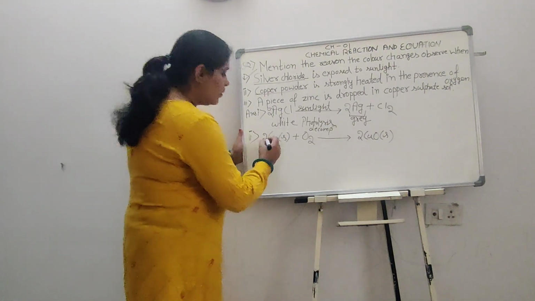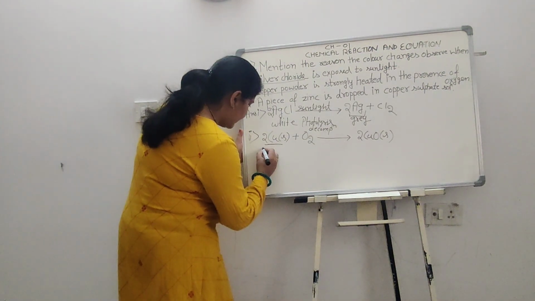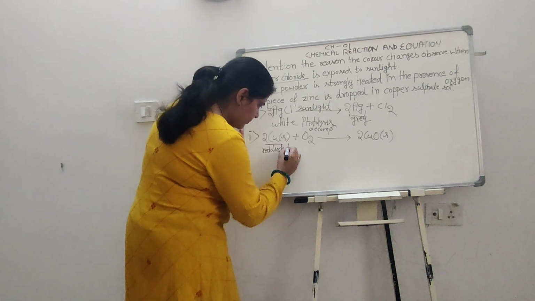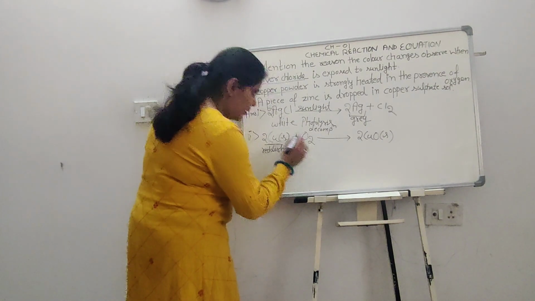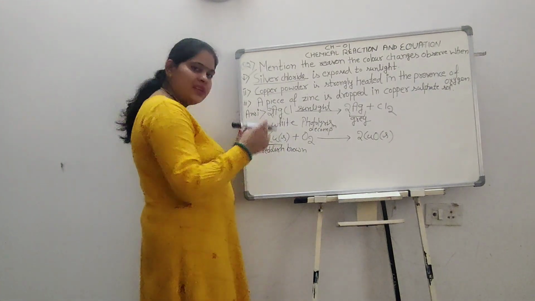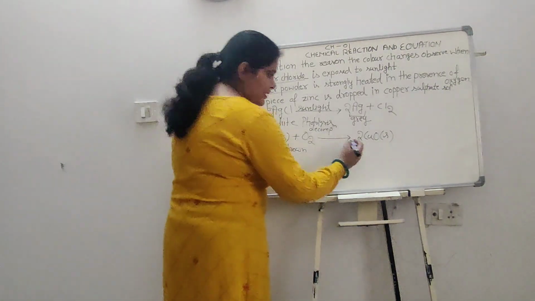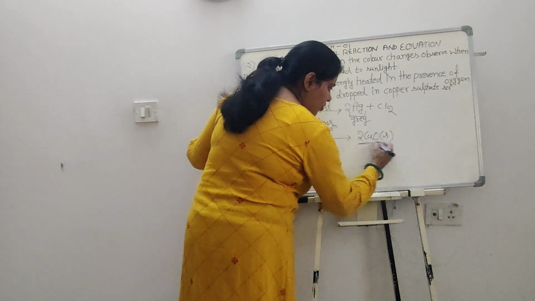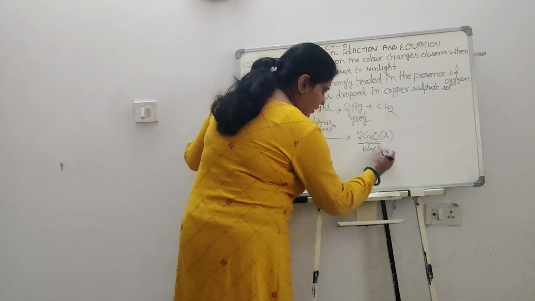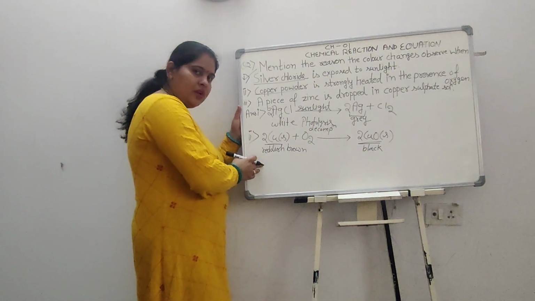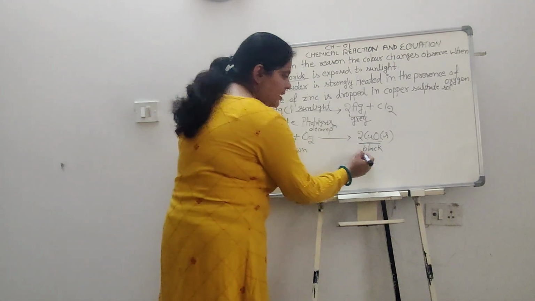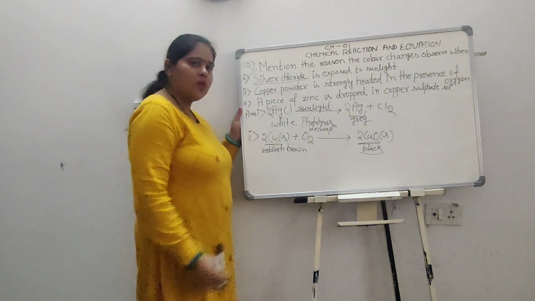So what is the color of copper? It is reddish brown. When copper reacts with oxygen, you will observe the copper surface becomes coated with a black substance, that is copper oxide. During this reaction you will observe the color change from reddish brown to black. That black substance is copper oxide.